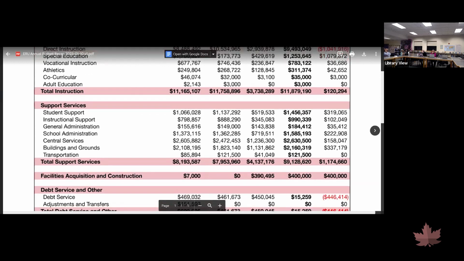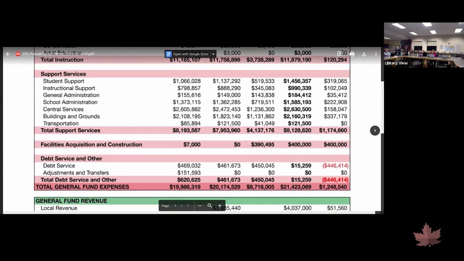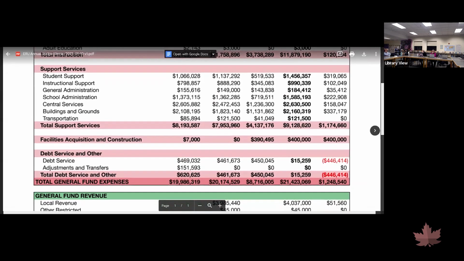Under support services, student support is guidance and health. Instructional support is PD, library, and technology. General administration is U4. School administration is kind of the traditional principal office. Central services is what you get from the SU. Buildings and grounds, and then transportation is the chunk of transportation that you pay for yourself. So it's primarily going to be sporting and events.